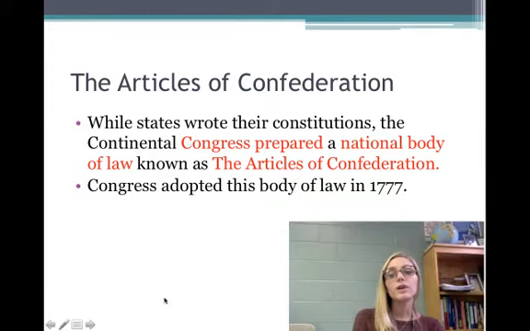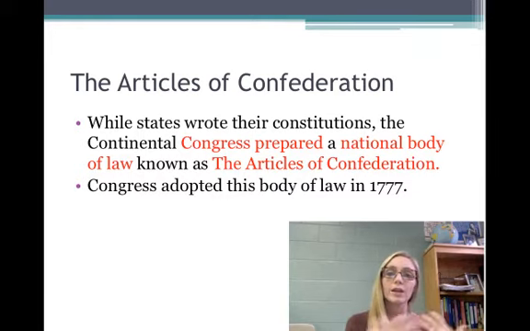The Articles of Confederation is the first governing body of law, and this was instituted in 1777. So the colonists were already in the process of creating documents to set up their country because they were positive that they would win their independence. So the Articles of Confederation is like the first constitution.